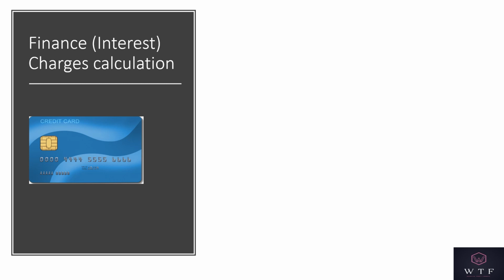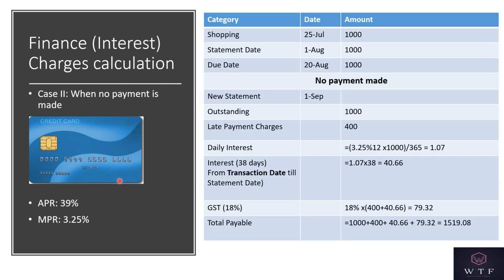So friends, now let's take another case in which no payment has been made. Let's say for the same credit card, let's consider this statement. Let's say on the 25th of July, you have done a shopping of 1000 rupees, and the statement for this credit card comes on the 1st of every month. So the statement comes on the 1st of August. So your total amount due is 1000 rupees. And the due date for this payment is 20th of August, which is nothing but the last date of payment.